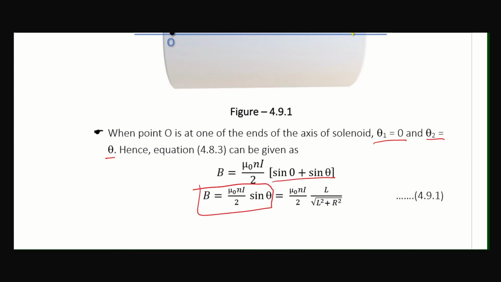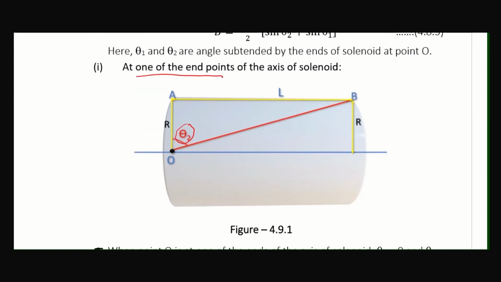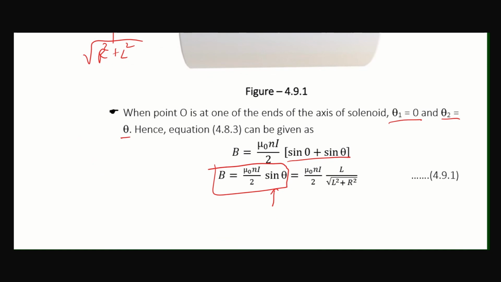Of course, you can definitely find sine theta from the geometry of the figure. Sine theta is opposite over hypotenuse. What is the opposite side here? L. And what is the hypotenuse? If this is R, you can write it as R, which later on can be evaluated by Pythagoras theorem. So it is under root R square plus L square. So this is the expression for the magnetic field at a point on one of the ends, on its axis.